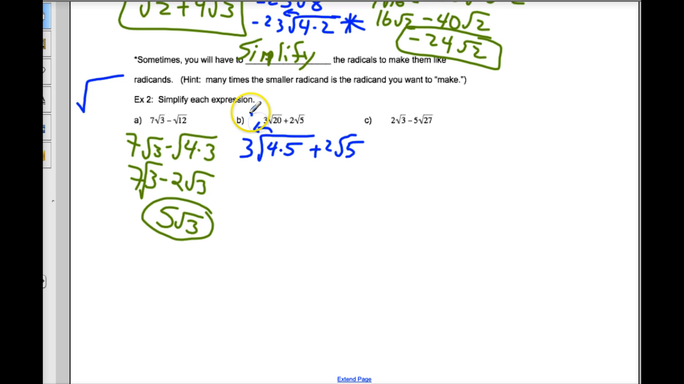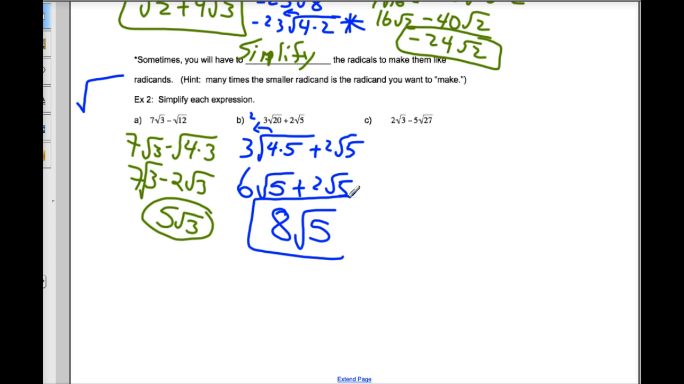Square root of 4 is 2. What do we do with the 2 that comes out and the 3 that's already there? Multiply. 6 radical 5 plus 2 radical 5. Final answer, 8 radical 5.